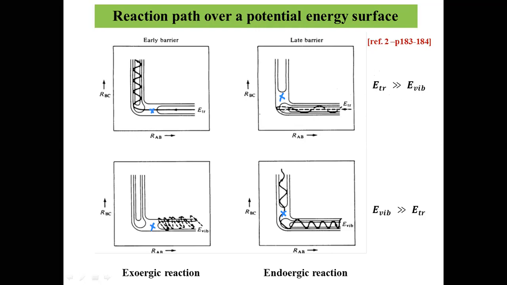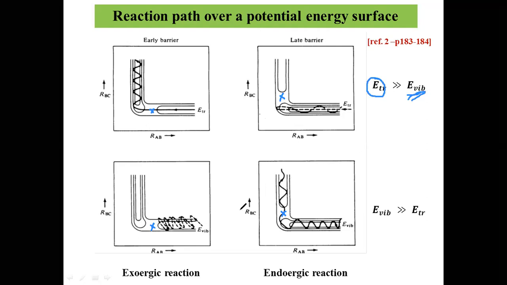So I'm going to give you the translation motion. As we discussed in the previous slide, when you give the translation for the early barrier, you throw the ball like this, it crosses this, hits this wall, and then makes a vibration motion. On the other hand, for the endoergic reaction, this is going to hit the repulsive wall, and without crossing this saddle point, it is going to bounce back. So that is for the endoergic reaction when we have translation energy higher than the vibration.